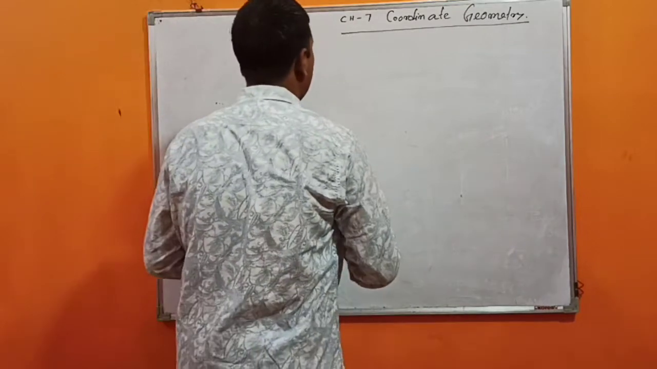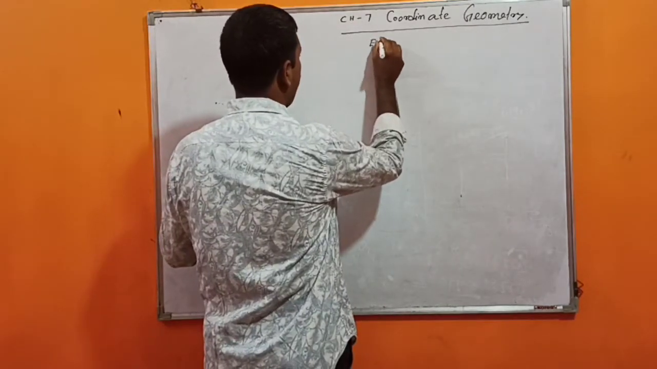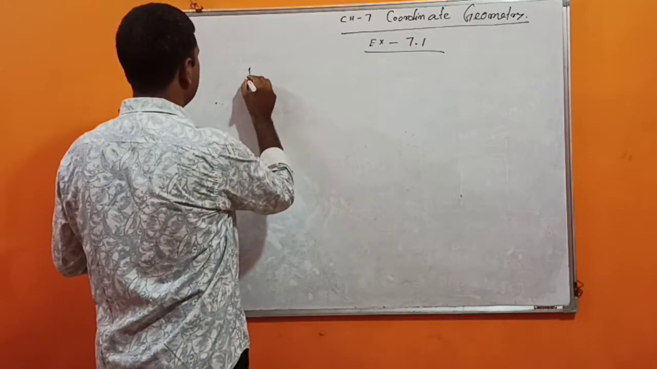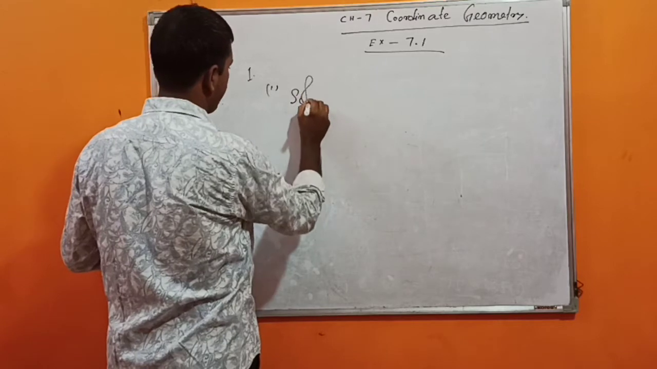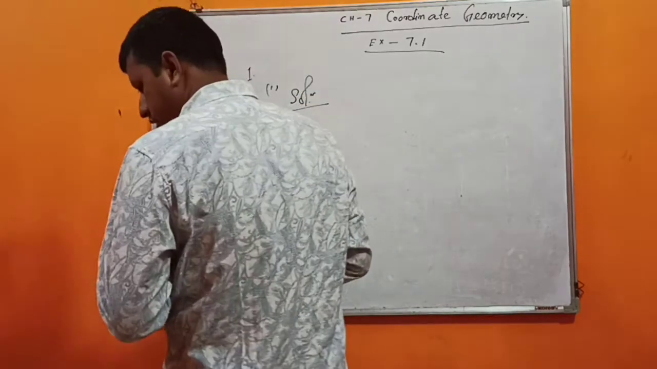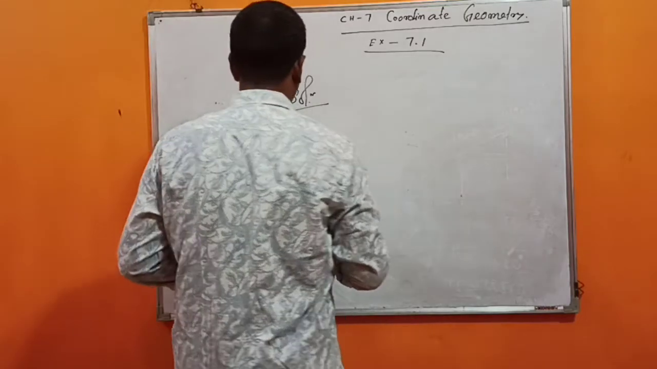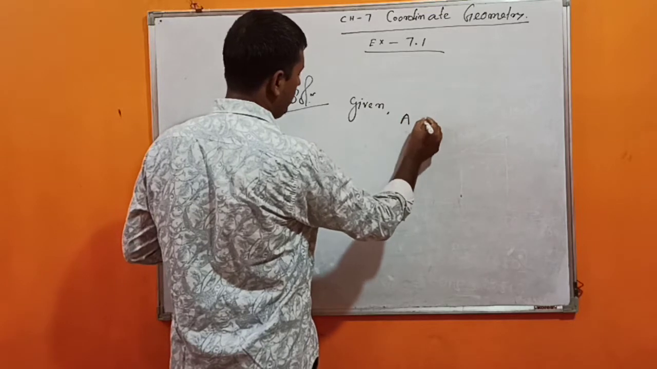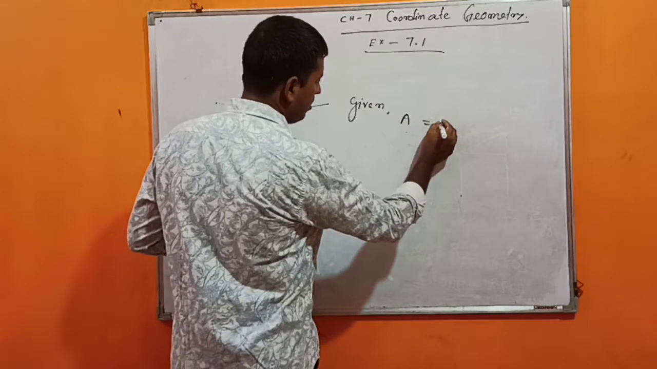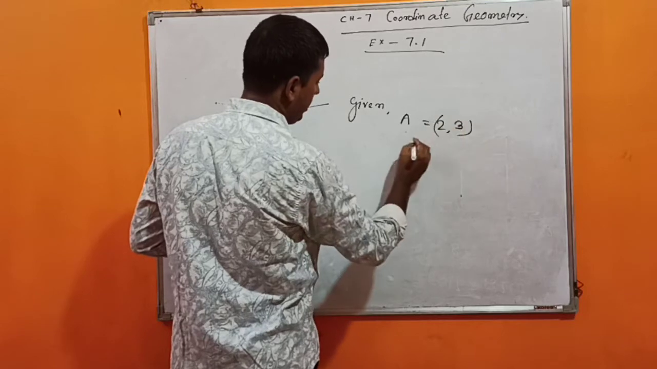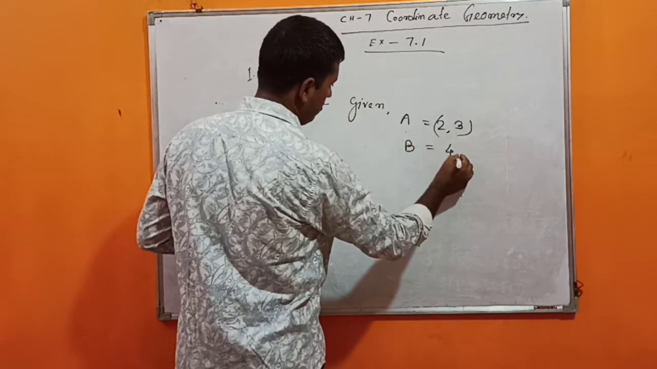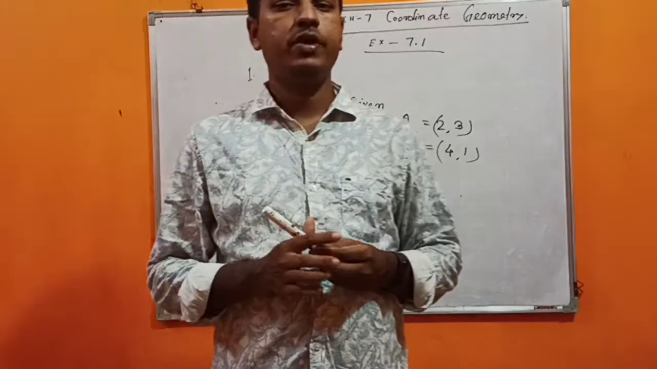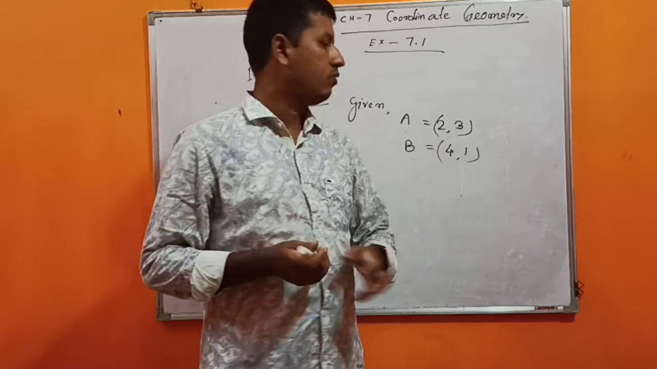So let's look at the book. Exercise 7.1, question number 1. Here the coordinates of 2 points are given. First point, as we write, given A equal to 2 3, and the second point B equal to 4 1. Okay, these 2 points are given. We have assumed the value of A as 2 3 and the value of B is 4 1.